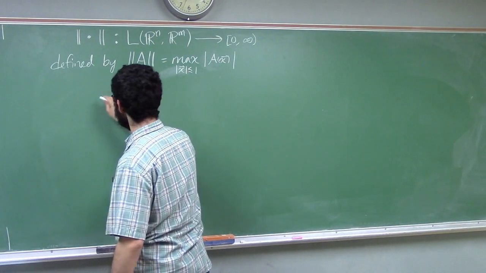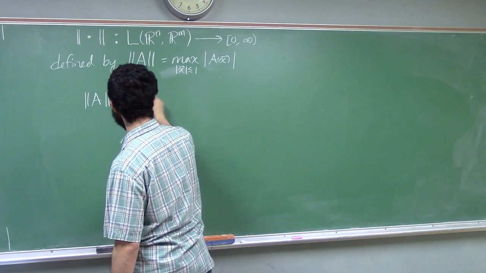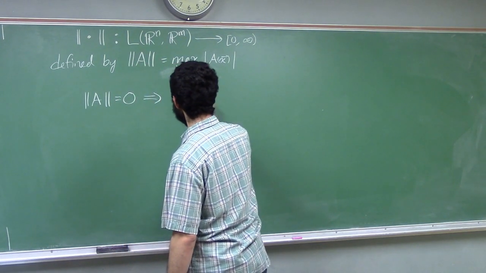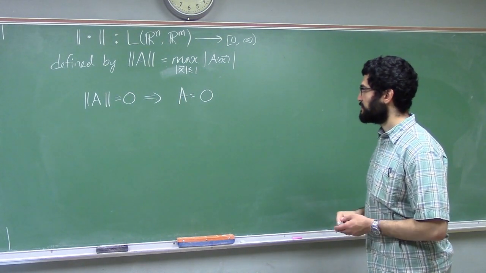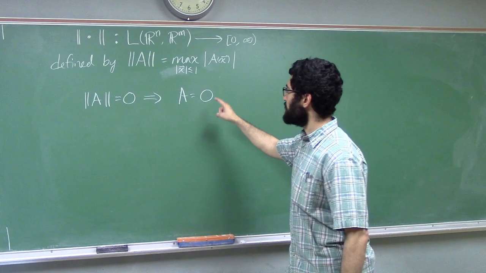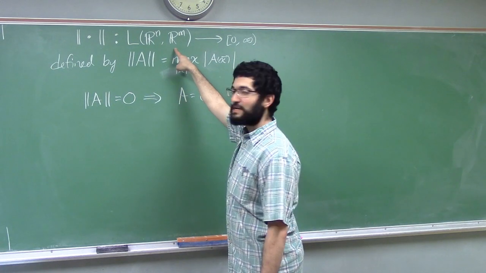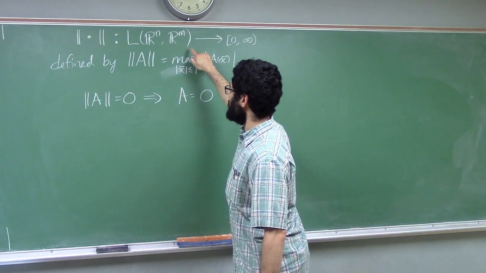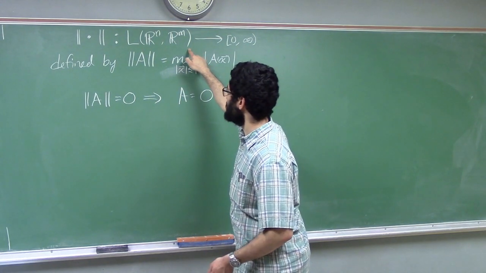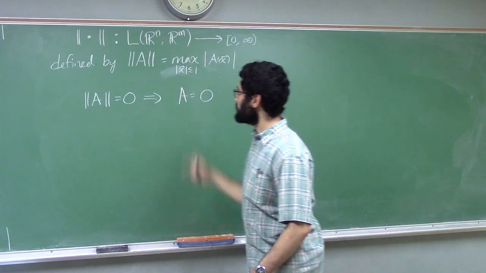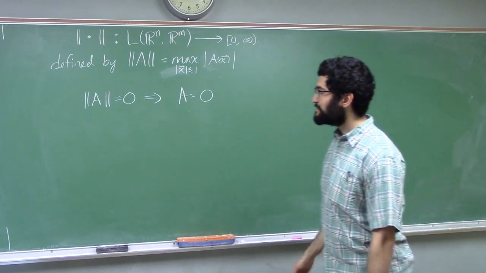But more than just being non-negative, it's positive definite. What that means is if the norm of A is 0, then A is the 0 linear map. When I say 0 linear map, it's worth taking a moment to appreciate that the set of linear maps from Rn to Rm is a vector space, with respect to pointwise addition and pointwise scaling. So this is a real vector space. When I say 0 here, I mean the 0 vector.